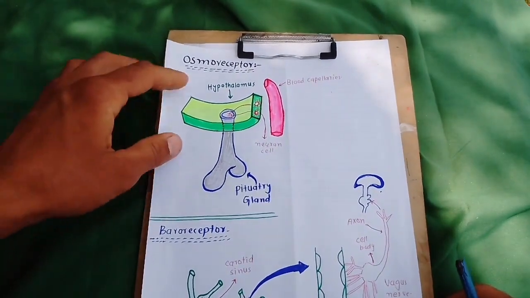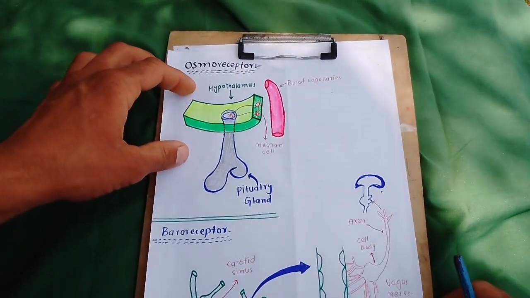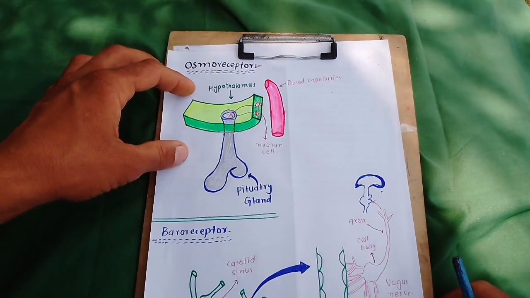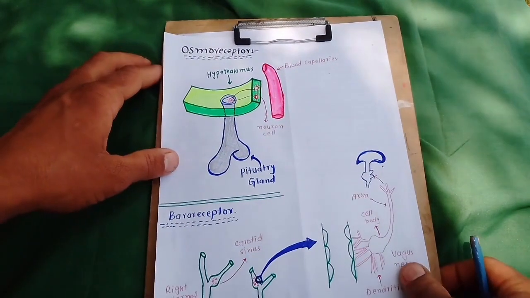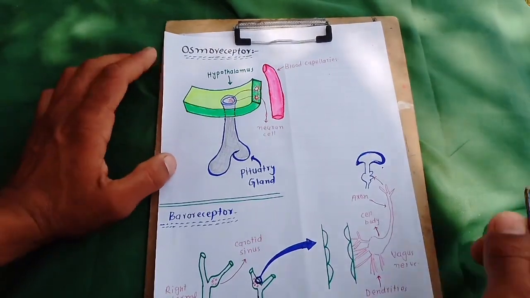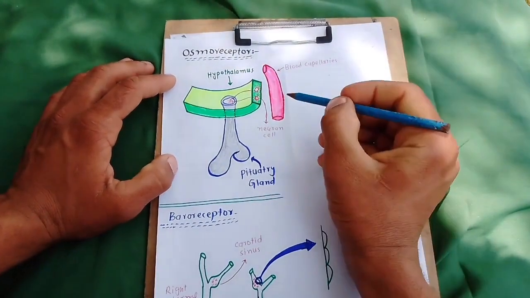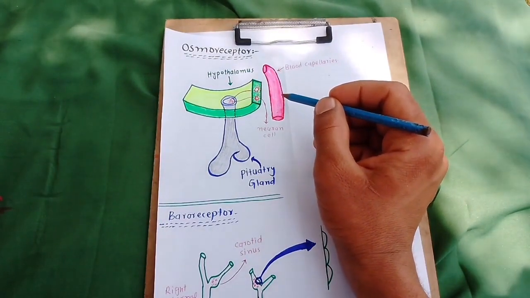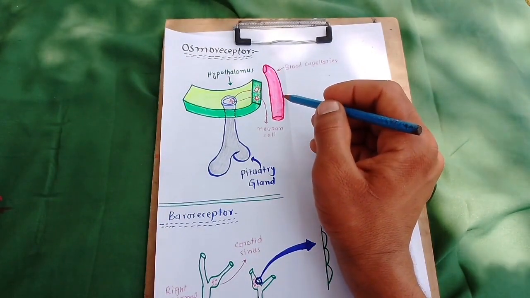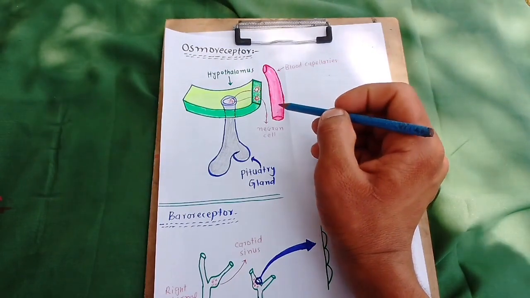osmoreceptor, the most important at all levels. Osmoreceptors are those receptors which respond to a change in the osmolarity of the blood. Suppose this is the blood vessel. Blood consists of water, amino acids, vitamins, waste products, and many other substances: sodium, calcium, potassium, chlorine.